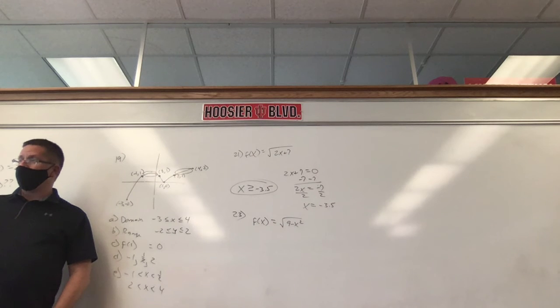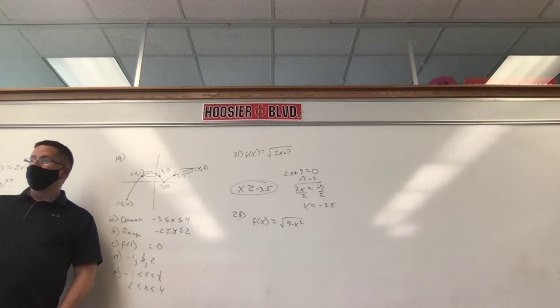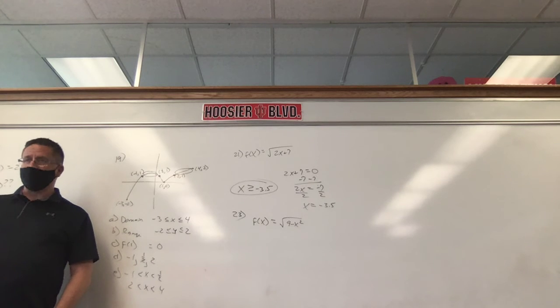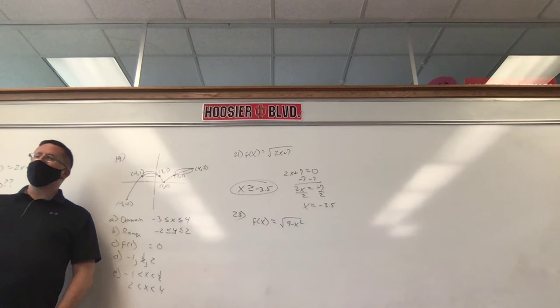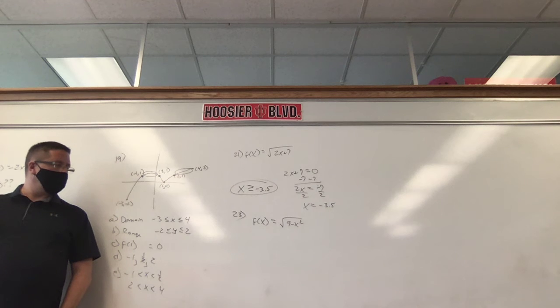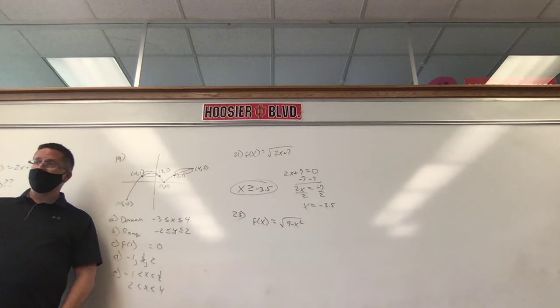Can I plug in -3? What's -3 squared? It's 9. 9 minus 9 is 0, so that's good. Can I plug in 2? We already said 2, didn't we? Can I plug in 1? Can I plug in 4? No. Can I plug in negative 4? No.